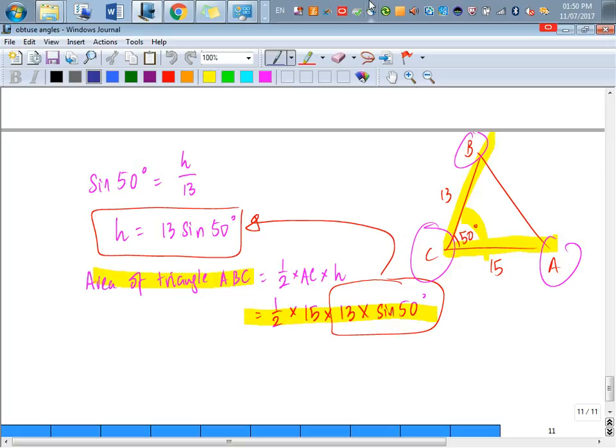I don't see everybody looking at the screen. I still don't see everybody looking at the screen.